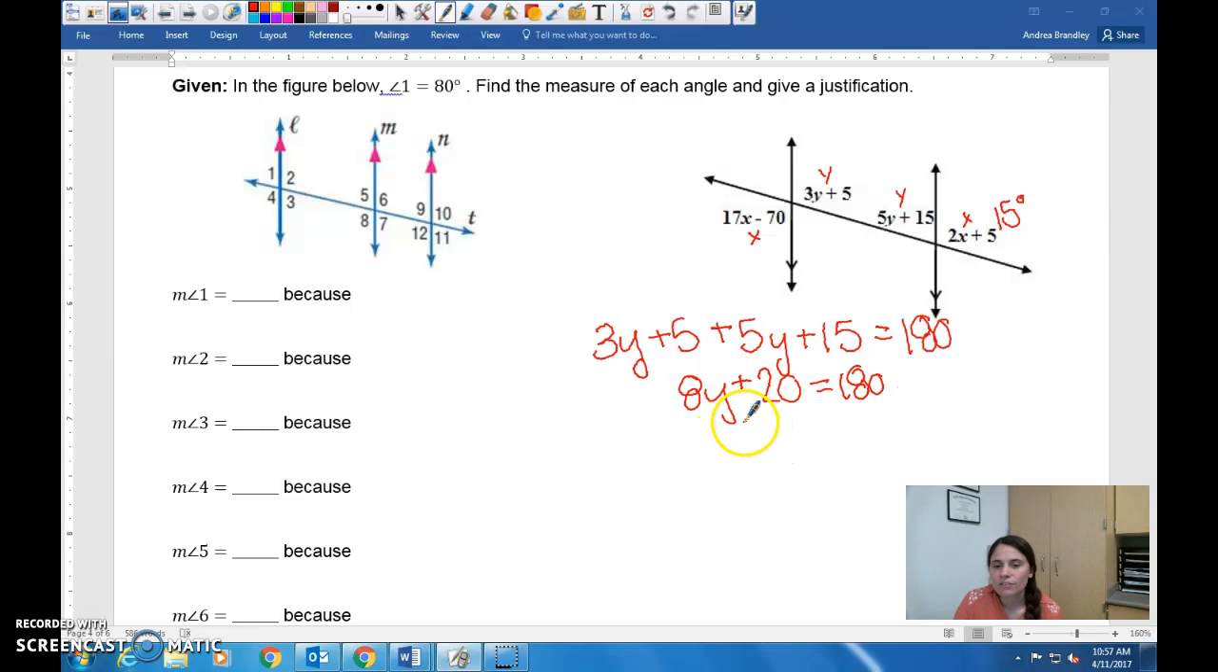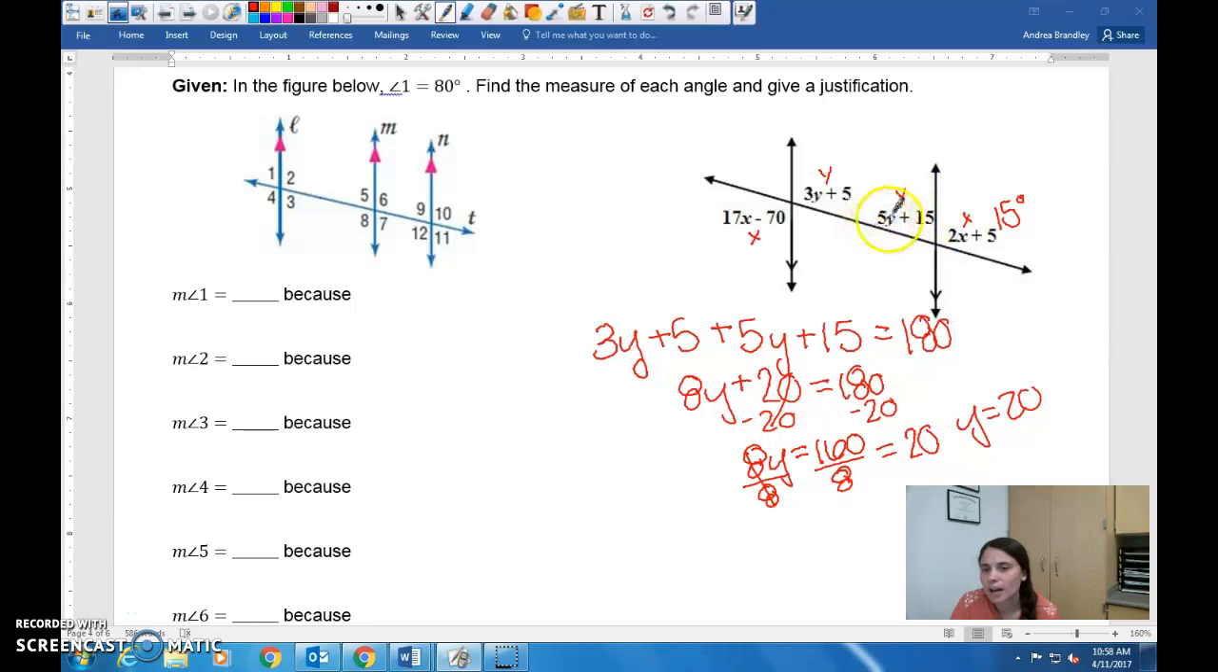To get y by itself, I can subtract 20 from both sides, and these cancel, so I have 8y equals 160. Then I divide by 8 on both sides, and 160 divided by 8 is 20. So y equals 20. Again, say I wanted to figure out what this angle equals, I could do 5 times 20, which is 100. 100 plus 15 is 115.